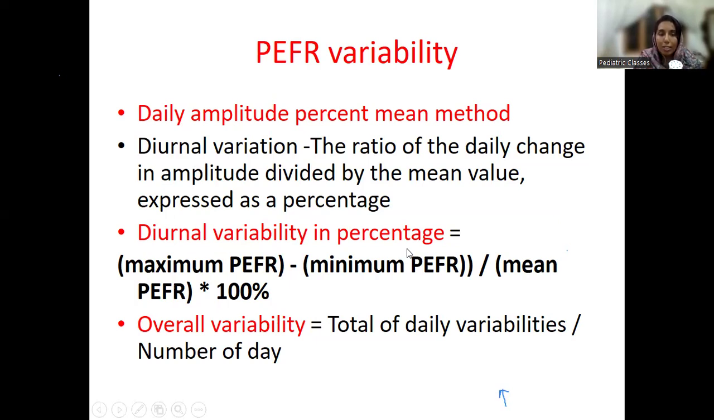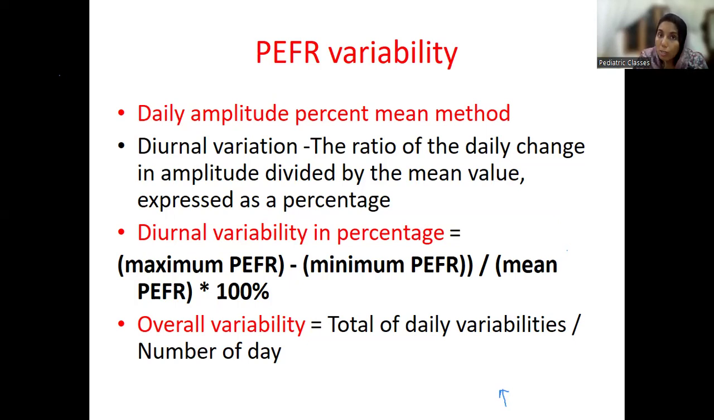That value you multiply by 100. That's why I have written here: the ratio of the daily change in amplitude divided by the mean value, expressed as a percentage. That is the daily amplitude percent mean method. Why I put it is that sometimes, for exams and vivas, they may ask you how you calculate PEFR variability. So you can tell the formula: the highest minus the lowest PEFR, divided by the mean, into 100. Then we get the overall variability.